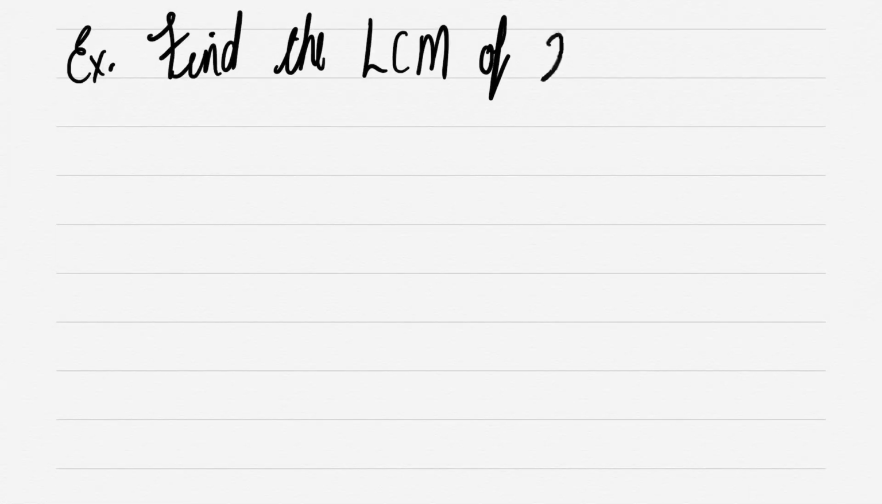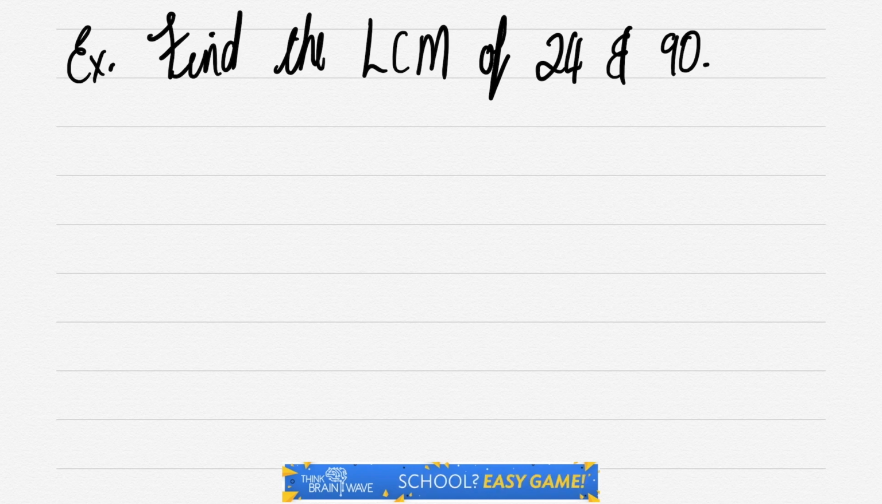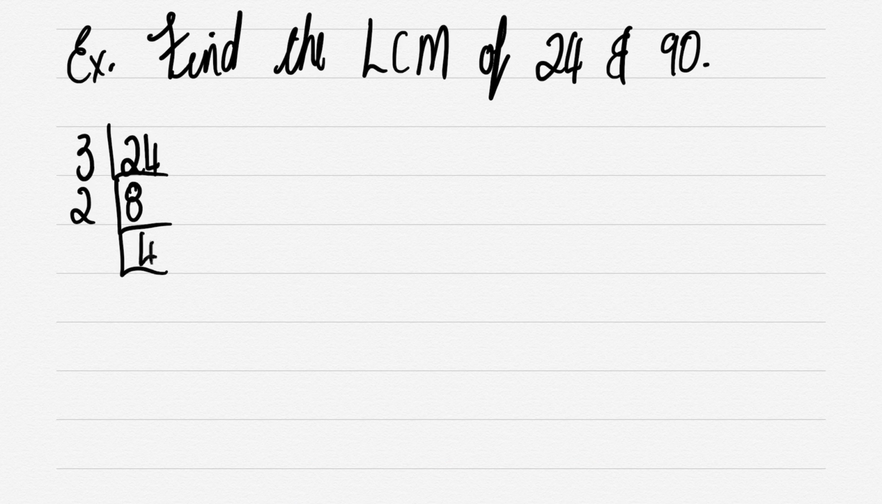We will find the LCM of the following: the one number is 24 and the other is 90. Let's do our ladder method, or the process of decomposition as it's known professionally. We'll start with 24. We can use 2 or 3. We now can use our 2. We're left with 4. 2 gives you 2. 2 gives you 1. So 24 is equal to 2 cubed times 3, or 3 times 2 cubed.